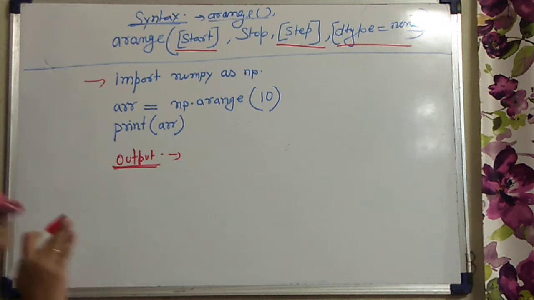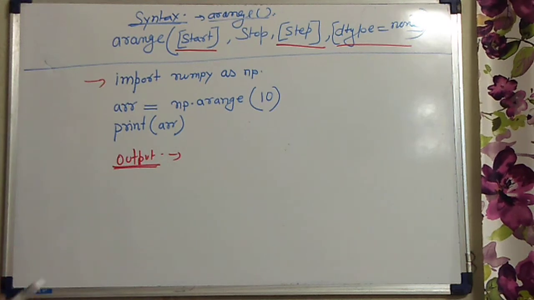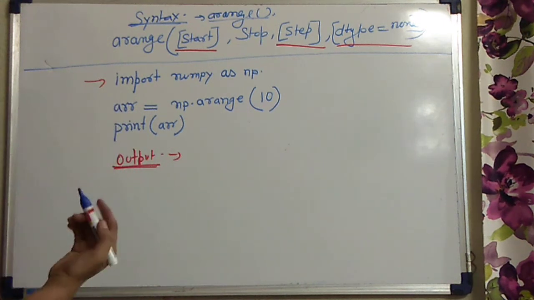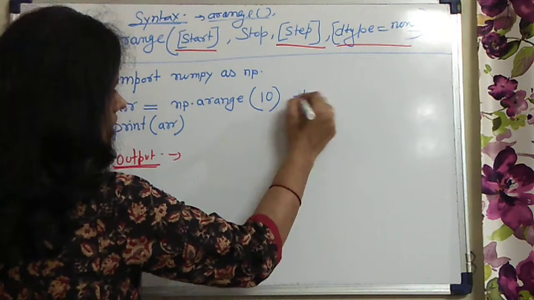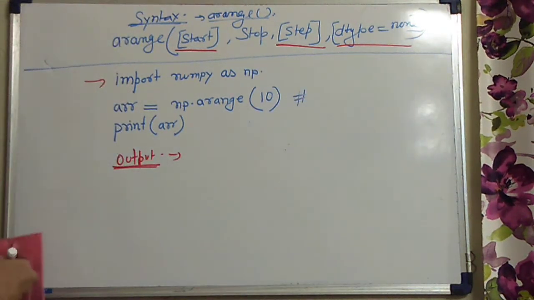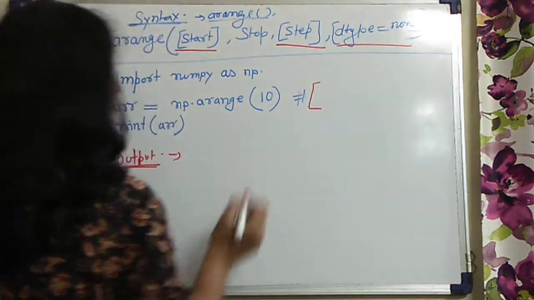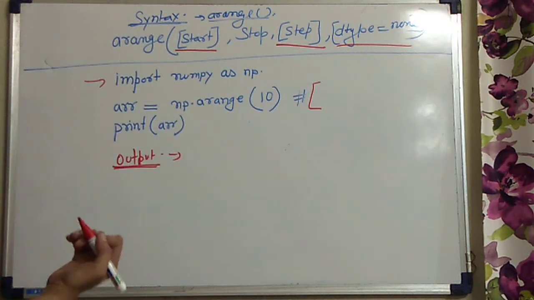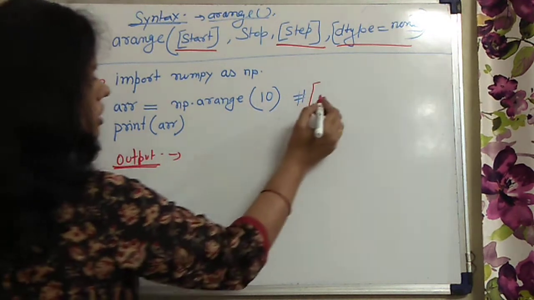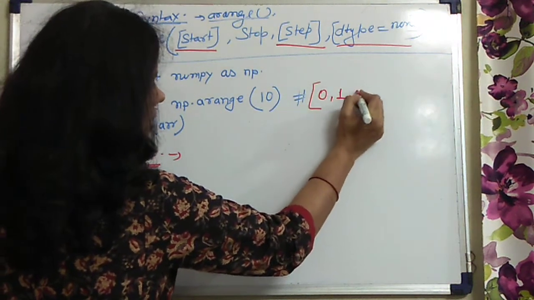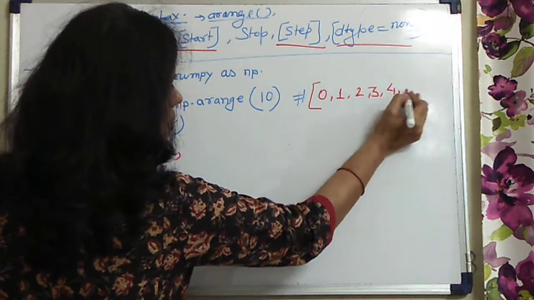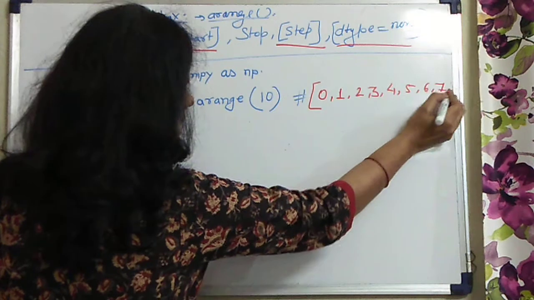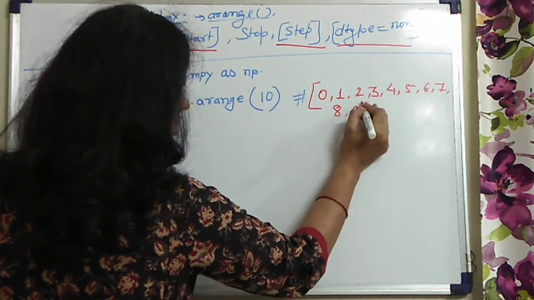Now, as I told you, the arange function is similar to the range function. You can see the syntax of the range function also, it is similar. Clear now? So what will the values be? The array will be created in memory with what values? As you know, in the range function the default start value was 0. So here also it is 0. Then 1, 2, 3, 4, 5, 6, 7, 8, 9.